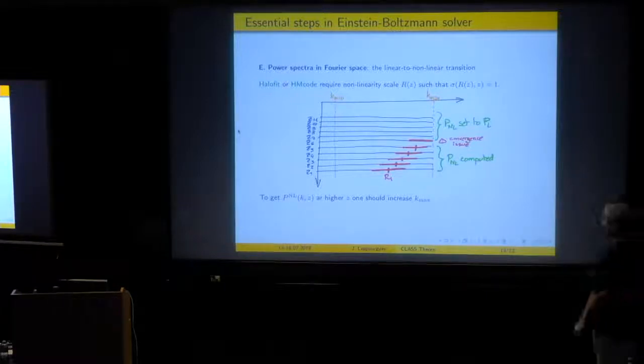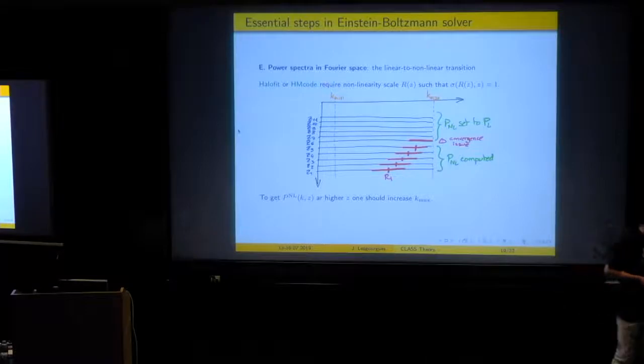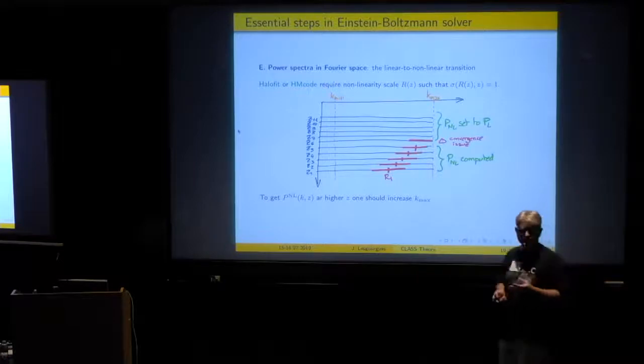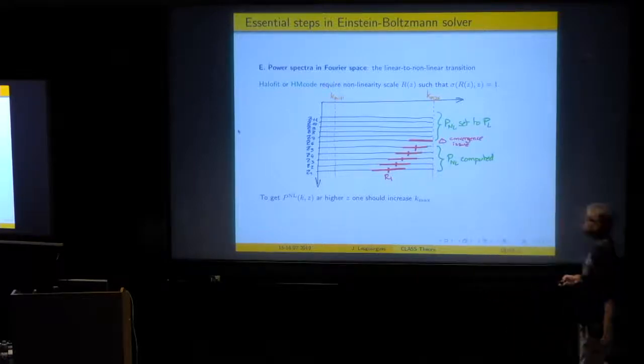In order to find the nonlinear power spectrum, the code must find automatically, for each redshift, the value of the radius R such that the variance of fluctuation in a sphere of radius R is 1. This will give the redshift of nonlinearity, and it's a key step for HaloFit, and the HMcode uses something similar. So at small redshifts, the code is going to vary R until this condition is satisfied.